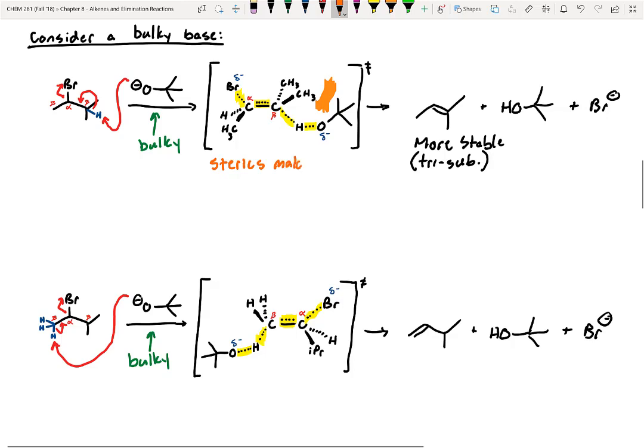Sterics makes it harder for the base to reach the more substituted beta proton. This overrides the stability imparted by hyperconjugation. This means that the transition state for the top reaction is less stable, and it must have a higher activation energy.